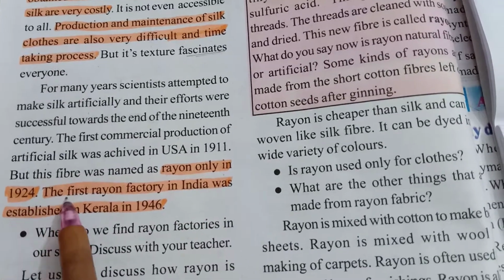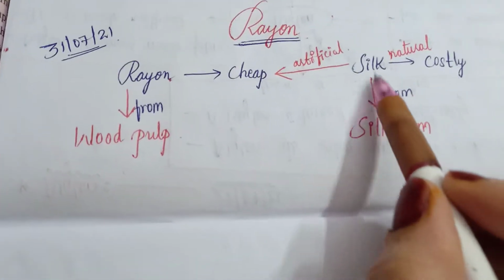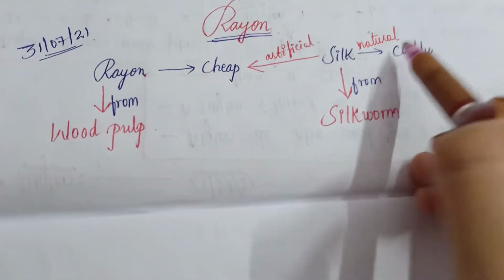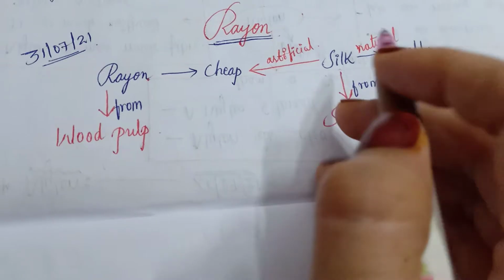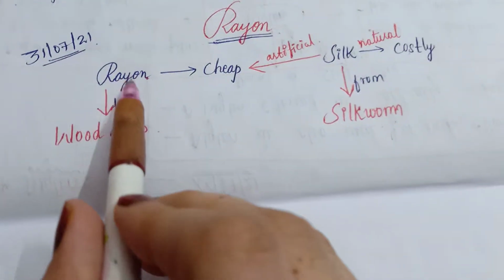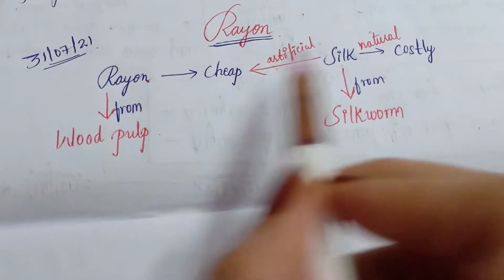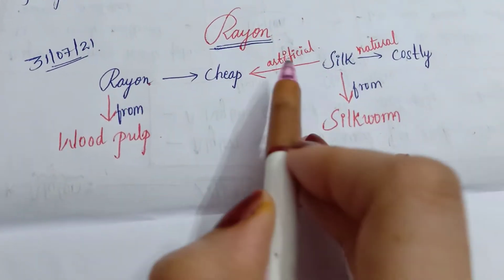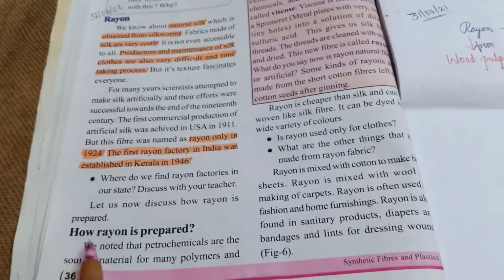The first rayon factory in India was established in Kerala in 1946, which means silk is nothing but rayon only. Rayon is not different from silk. The naturally obtained silk is from silkworm, right? So it is very costly. To avoid this cost, we prepared a silk-like fabric, that is rayon. It is artificial, so it is cheap, which means the qualities of silk and rayon are similar. It is artificial and it is natural. It is costly, it is cheap. Simple.